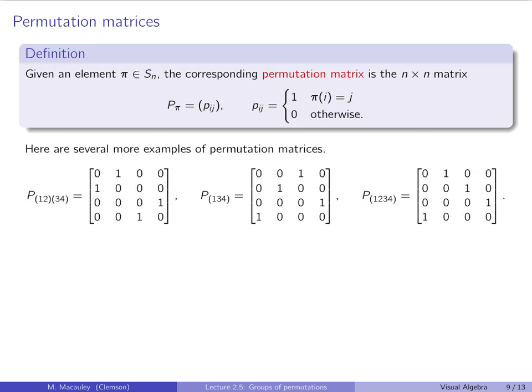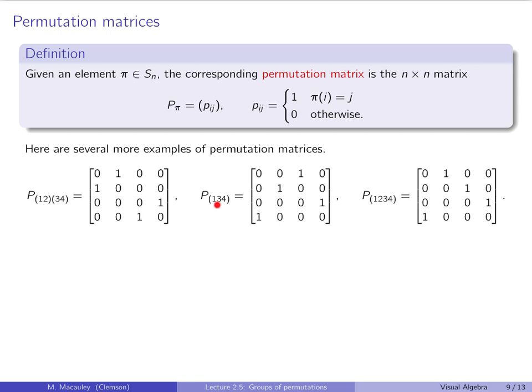So here are several more examples. For 1, 2, 3, 4, I swap columns 1 and 2 and columns 3 and 4, or equivalently rows 1 and 2 and rows 3 and 4. We've got to be careful. The row swap and column swap are not necessarily equivalent, but this permutation has order 2. You see more if you see a 3-cycle, because things are not their own inverses.